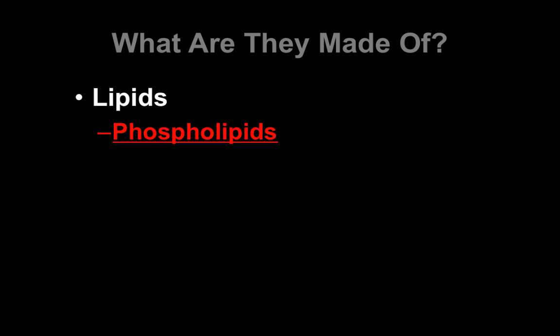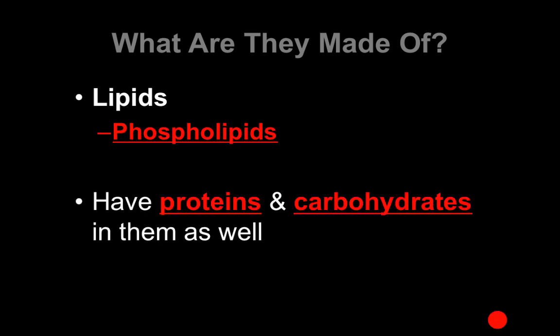So what are cell membranes made out of? Lipids. We've already talked about that. Specifically, phospholipids. Now, membranes are also going to have proteins and carbohydrates in them as well, and these also have specific functions.